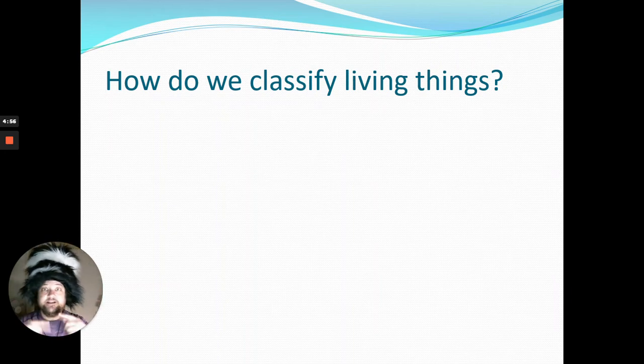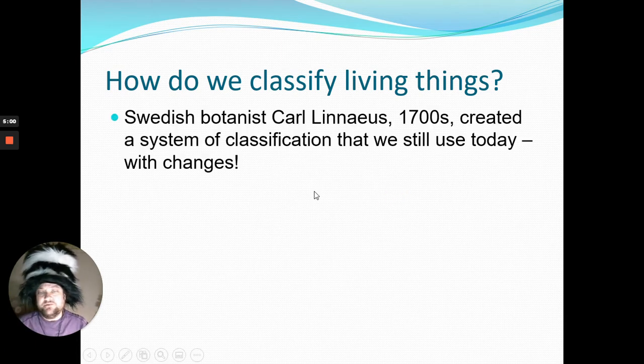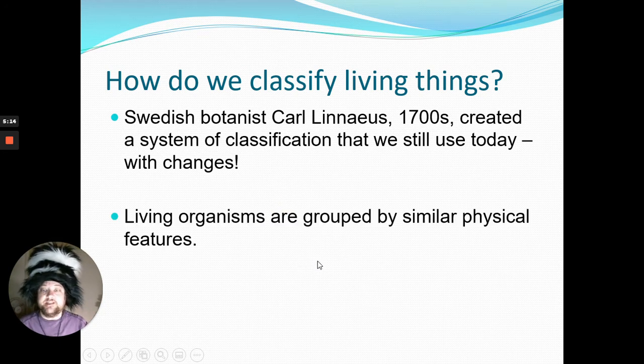and they're related through common ancestry. Okay, so you don't necessarily need to know this, but this guy Linnaeus back in the 1700s created a system of classification, and we still use that system today, but it's improved because we know about genetics and things like that now, and natural selection. But the basic idea is still the same, that living organisms, species, are grouped together by similar physical features.